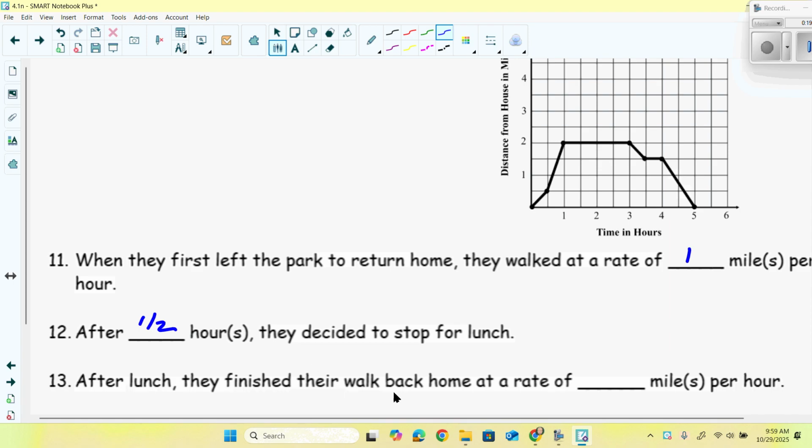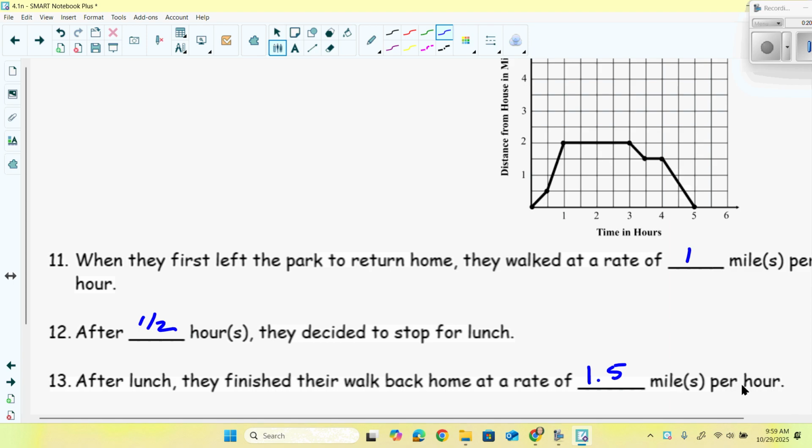After lunch, they finished their walk at a rate of, so this is, they're done, now they're going. So what is their distance per time? Well, their time is an hour. Their distance was a mile and a half. So they had a mile and a half to go. It took them 1 hour. So 1.5 over 1, or I'll just put 1.5 miles per 1 hour.